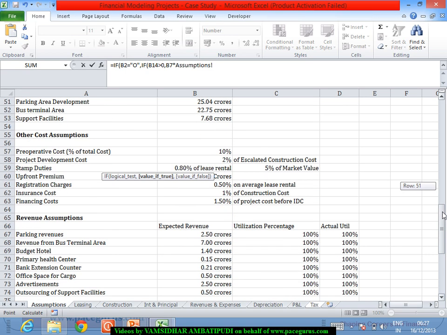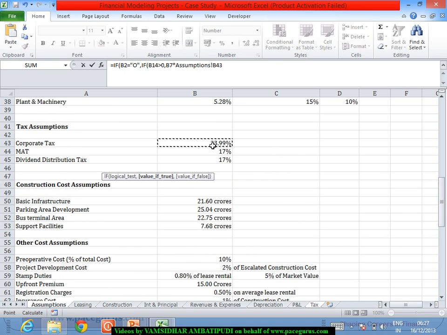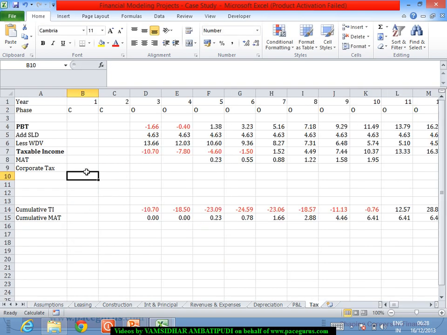What is my corporate tax rate here? Almost 34%. So I'll take that, and if the cumulative taxable income is not greater than 0, I am not applying the corporate tax rate at all. Only the MAT would be applicable for me. So I am going ahead with that logic only.